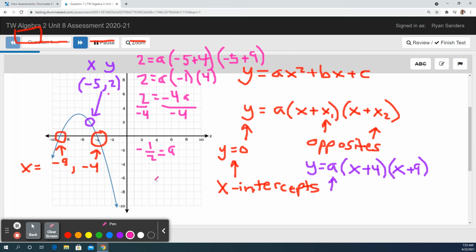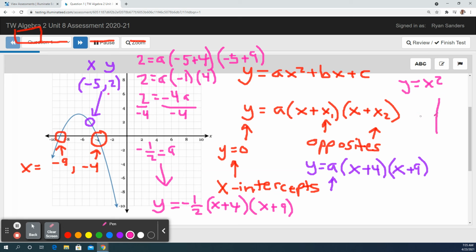I put all of this together, and that gives me my y function is equal to -1/2 times x plus 4 times x plus 9. Okay, and this makes sense. This is a parabola. Usually y equals x squared would look something like this. Notice the parabola faces up or opens up. In this case, it opens down. And that's one of the things, if you remember at the beginning, I said that a does. A will flip it if it's negative.